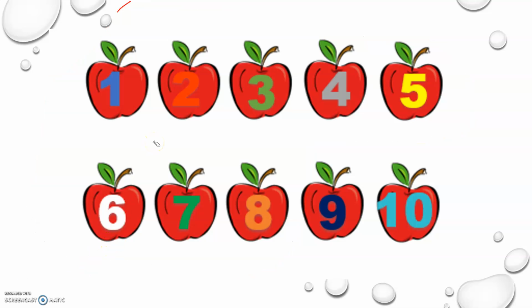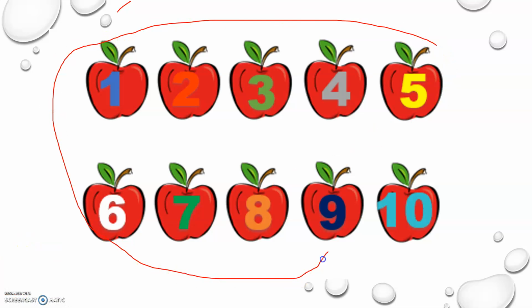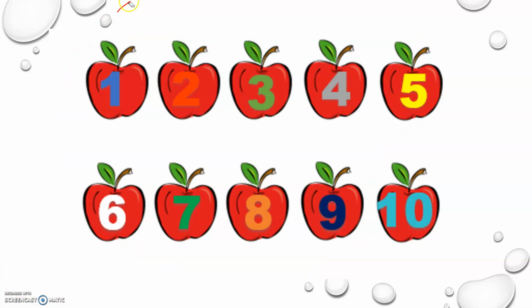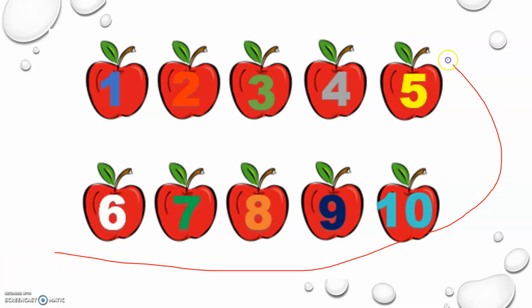Can we do 9? All right, we're going to do 9. 9 apples. 1, 2, 3, 4, 5, 6, 7, 8, 9 apples. And finally, what do you think 10 is going to do? We are going to end up circling around all of them. Very good. All of them are 10.